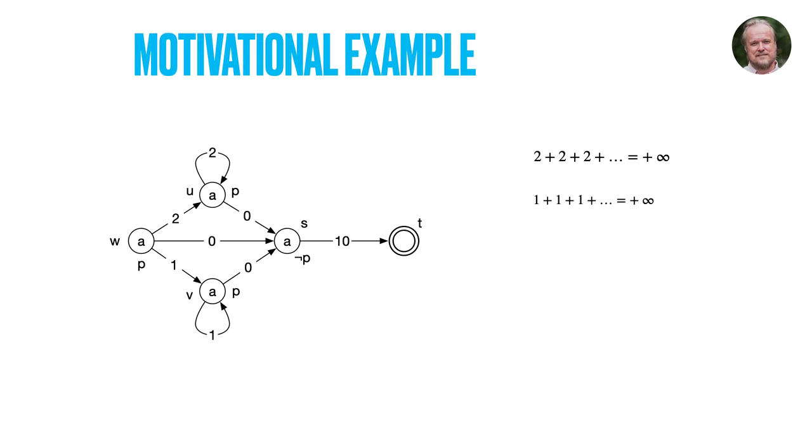Intuitively, the first strategy costs more, right? It costs twice as much on every step. At the same time, mathematically, the sum is the same: infinity. By incorporating discounting, we'll be able to differentiate between those two costs. We'll be able to express the fact that the first strategy actually is more expensive.